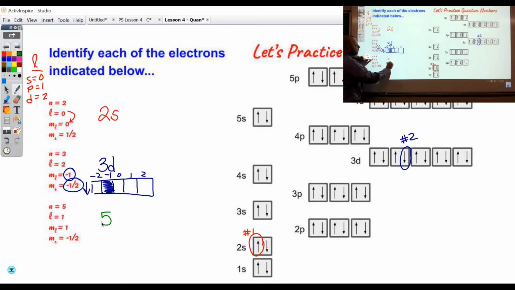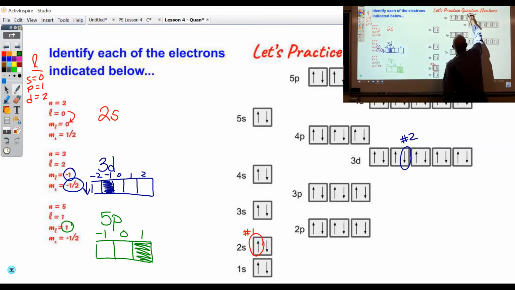And then finally with example number 3, we have the 5th energy level. L is equal to 1, so that means we have a P sublevel. In the P sublevel, remember we have 3 boxes. We have -1, 0, and 1. So since this is a 1, we're talking about this box over here, and the arrow pointing down. So in the 5P sublevel, all the way to the right, arrow pointing down. So this was example number 3.